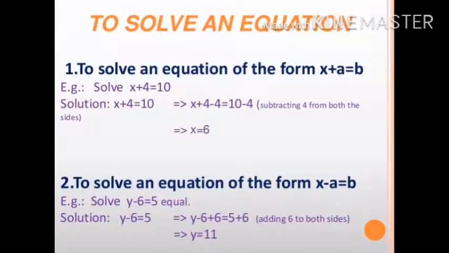To solve an equation of the form x minus a is equal to b, solve y minus 6 is equal to 5. We have to add 6 on both sides. We get y minus 6 plus 6 is equal to 5 plus 6. So y is equal to 11 is the answer.